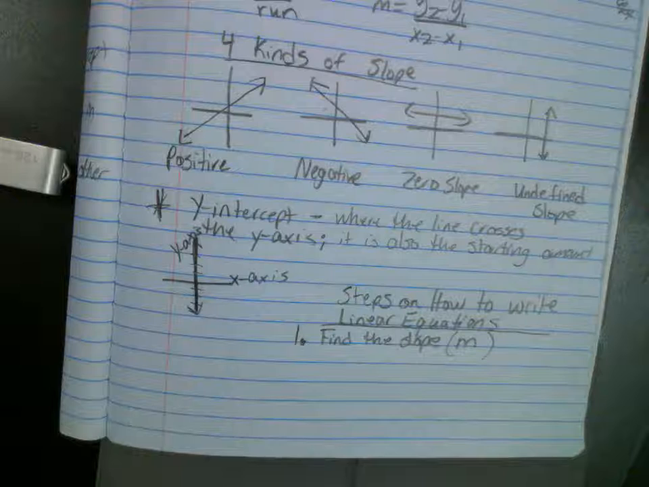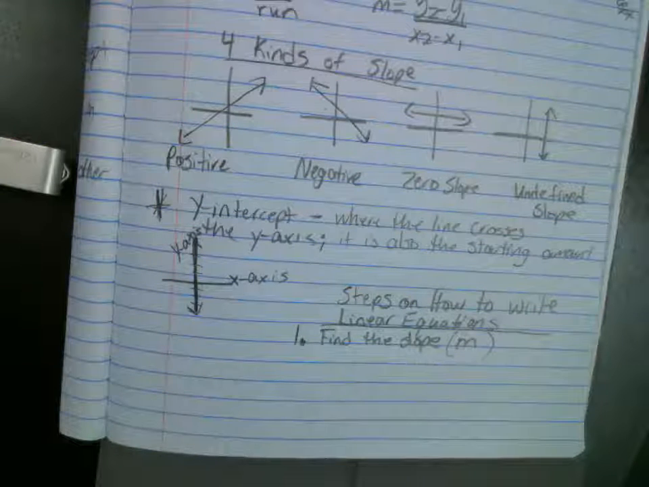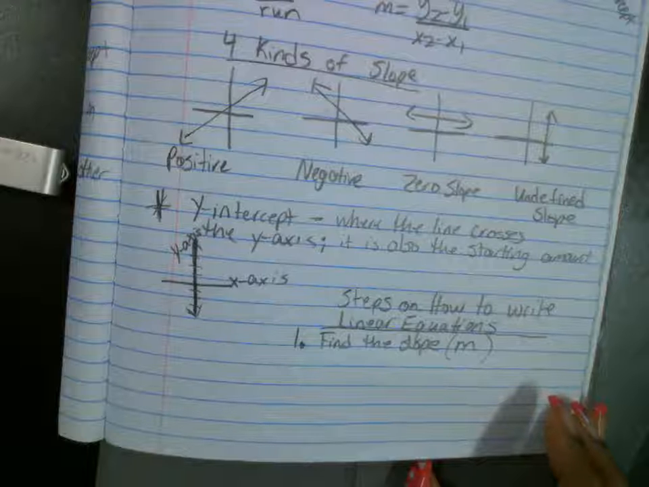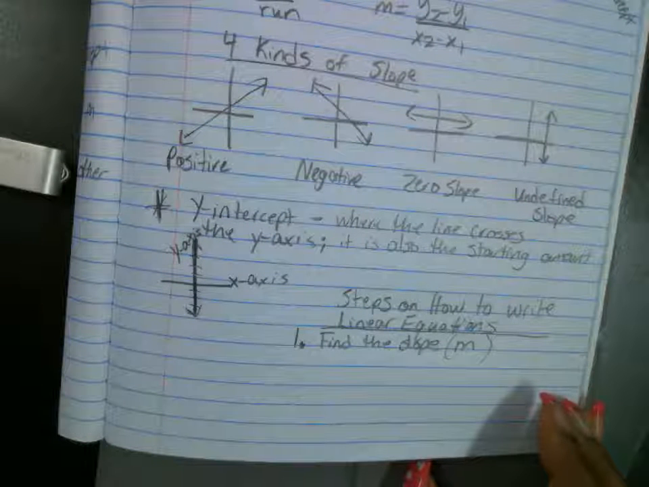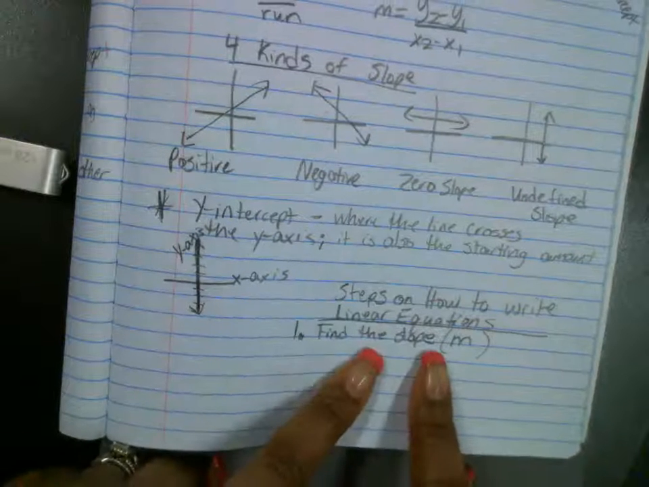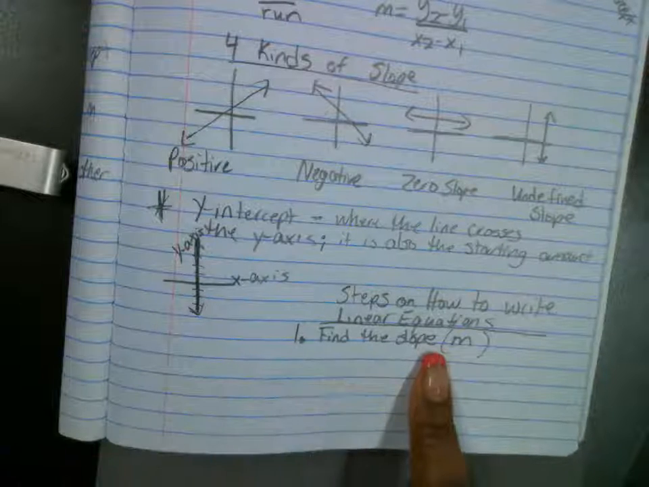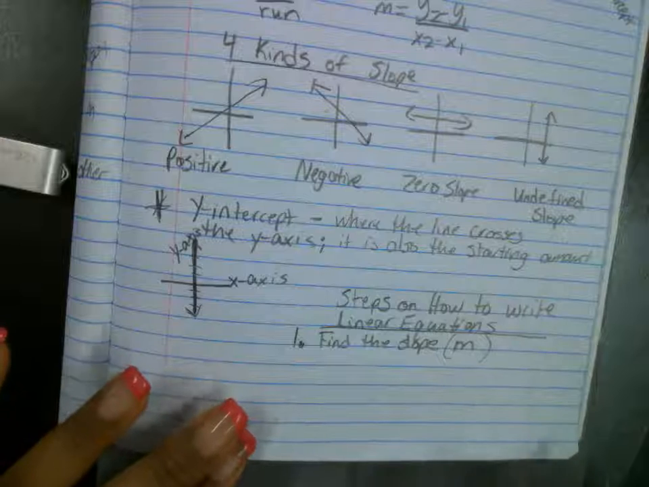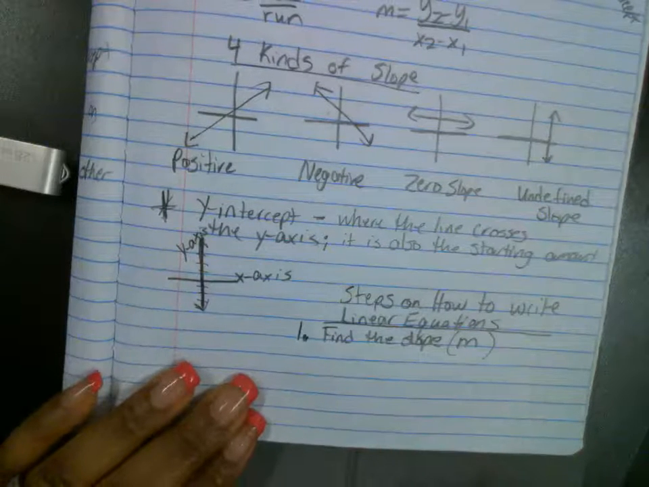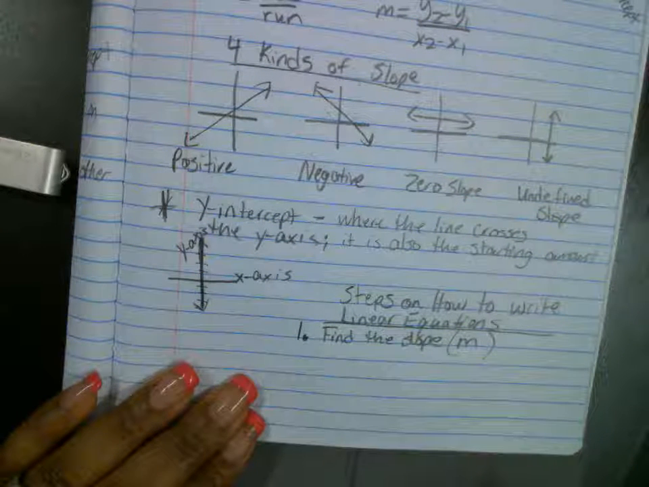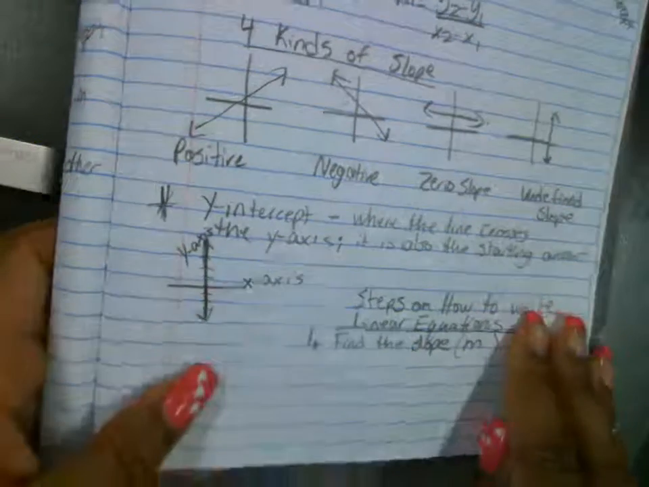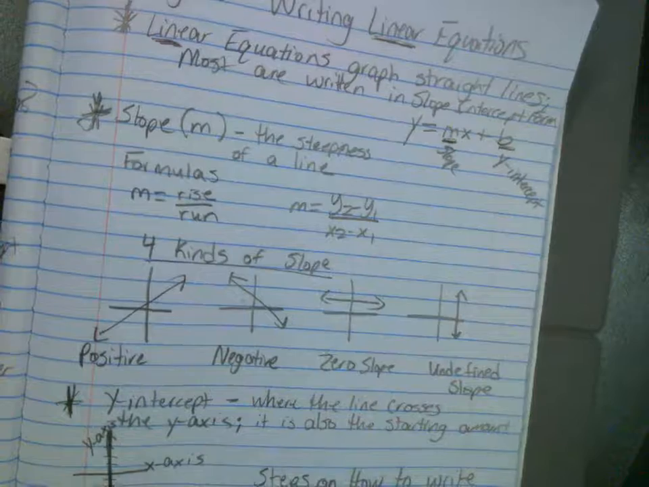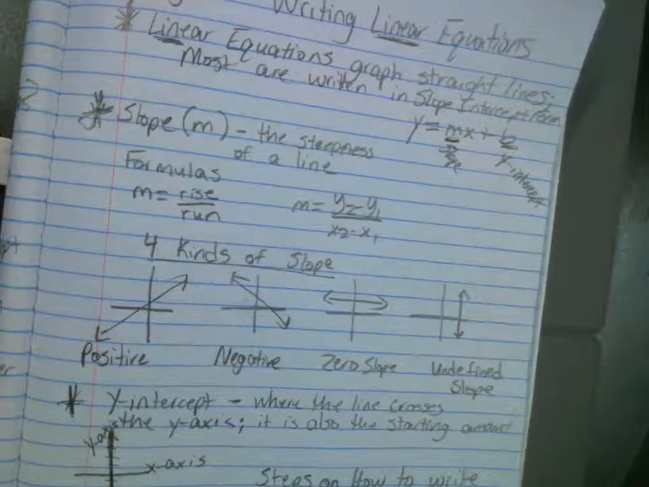If they don't give you slope, what are the 2 formulas that you can use? We wrote those formulas down. What's one of them? Yes. Rise over run is one of the formulas you can use if they don't give you slope. What's the second formula? Yes. Y2 minus Y1 over X2 minus X1. Remember I told you tonight, please read over your notes, okay?